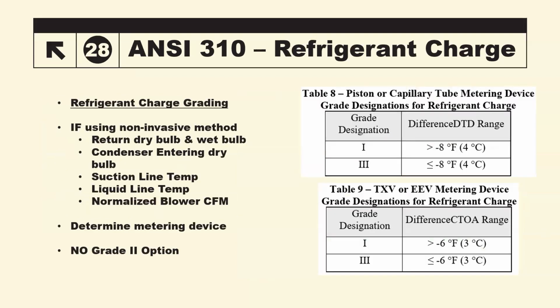So with this, you've got non-invasive temperature methods. There are kits out there now with all these different wireless meters that do Bluetooth reading that you can attach. For the temperature readings, we need to measure the return dry bulb, the wet bulb at the condenser, the entering dry bulb, and of course both the suction and liquid line temperatures. And all these are done at normalized blower fan CFM. So you have all these things doing the reading as the system's running.